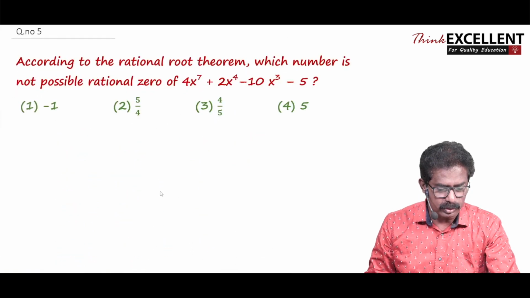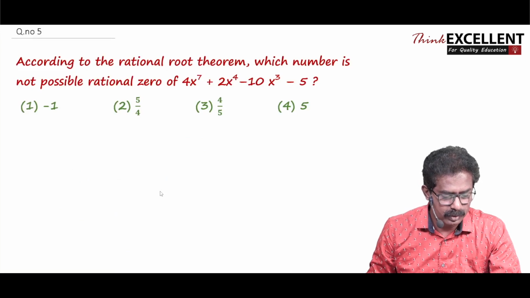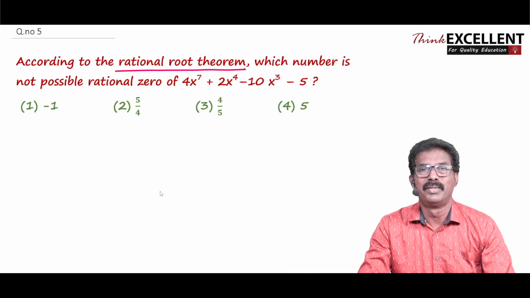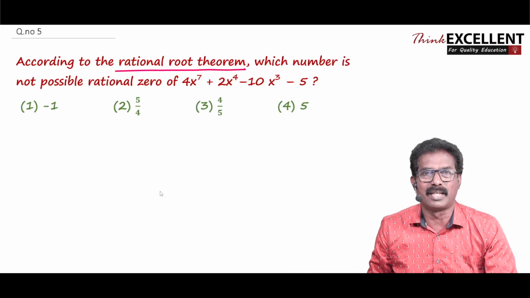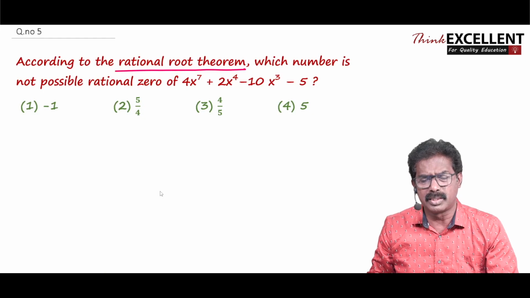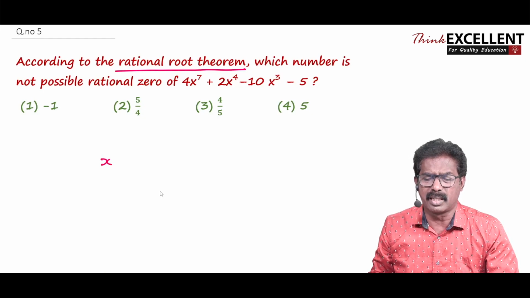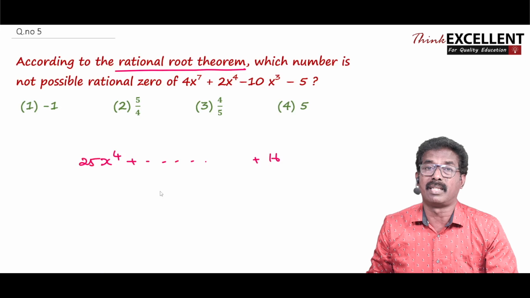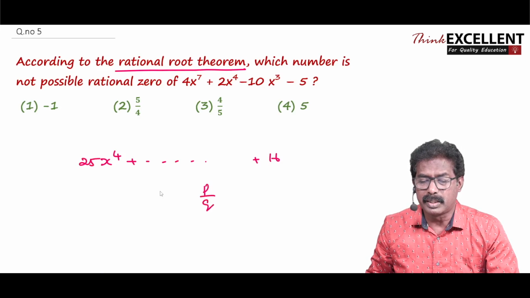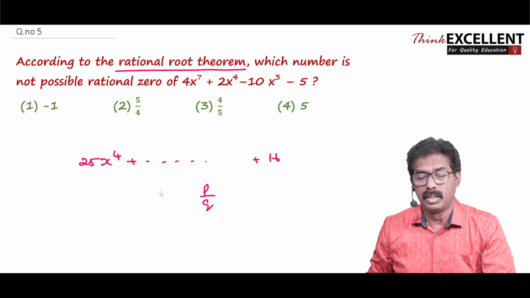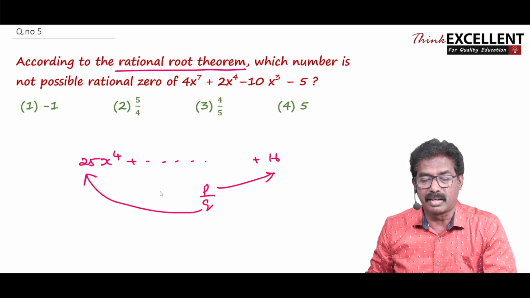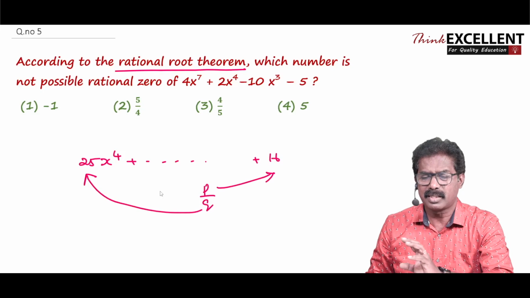Now let's move on to question number 5. Listen carefully. According to rational root theorem, so you must know what is rational root theorem, right? Suppose a polynomial equation is given. Suppose some 4th degree equation they are giving, x raised to 4, then x cube, etc. Then finally some constant, say here 25x raised to 4, something like this. Suppose p by q, a rational number, is said to be a root. P must be a factor of this 16 and q must be a factor of 25. Okay, that is the rational root theorem.